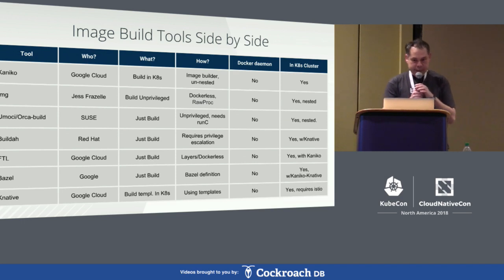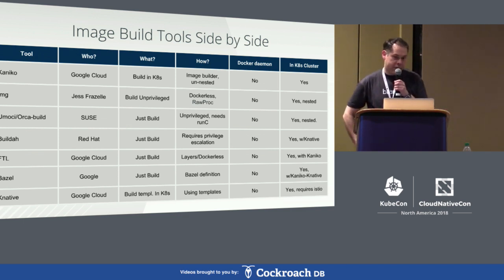So if you look side by side at some of the image building tools, you see they were created by different people and organizations. Pretty much all of them allow you to build. Some of them specifically build in a Kubernetes cluster. And then they have different ways of building the images. Kaniko is unnested and unprivileged. IMG is nested and needs access to raw proc. Then you've got something like Buildah that requires privilege escalation. Faster Than Light is just with layers and no Docker. Bazel uses its own definition files. And then Knative has its own templates.